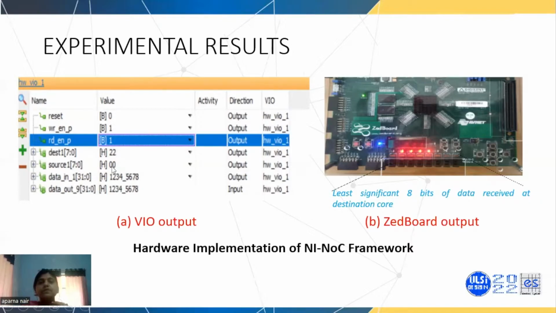We could see that whatever data we transferred from the RISC-V core, the same data has been received after transmitting through the NOC router communication network. Again, to validate on the hardware platform, the same data has been displayed on the LEDs of the Z-board. Since we have limitations on the number of LEDs on the evaluation board, only the least significant 8 bits have been displayed here. We can see that the least significant bits are 78. Here 0, 1, 1, 1 indicate 7, and 1, 0, 0, 0 indicate 8.